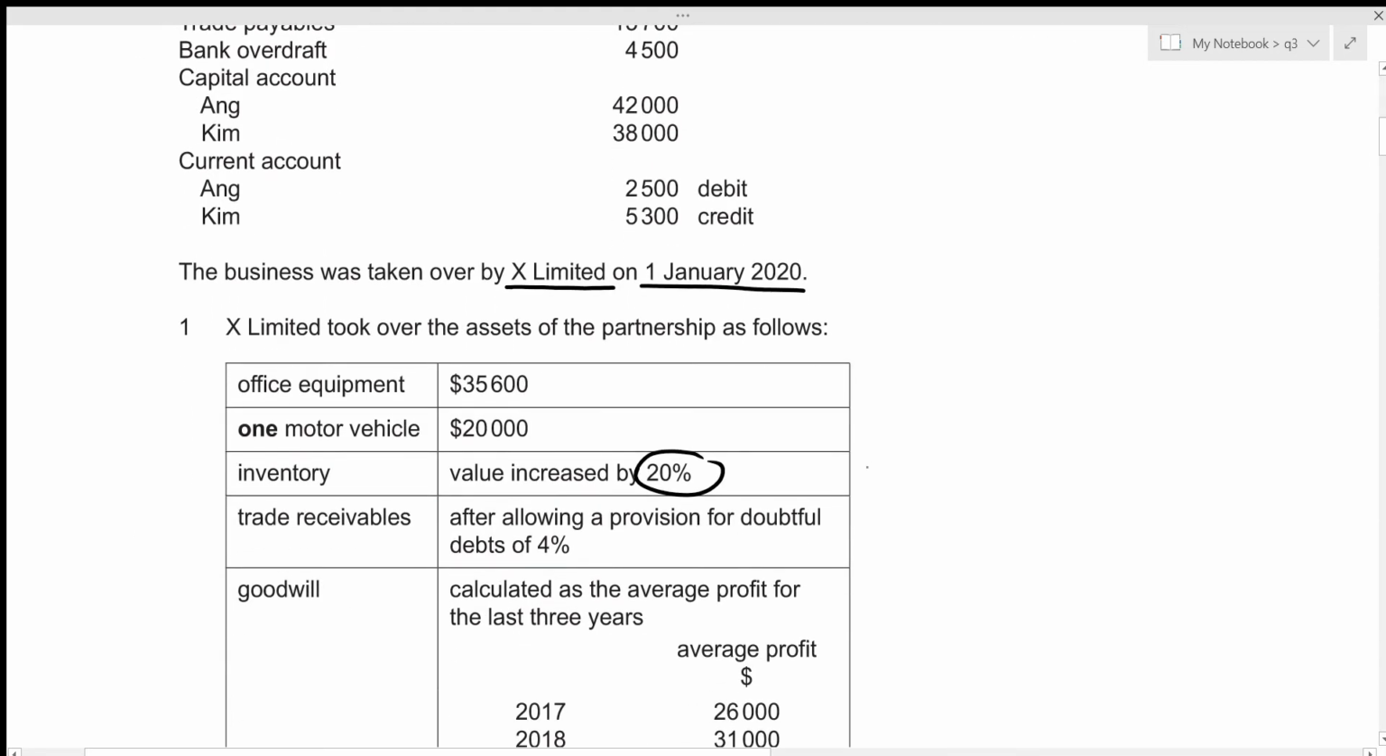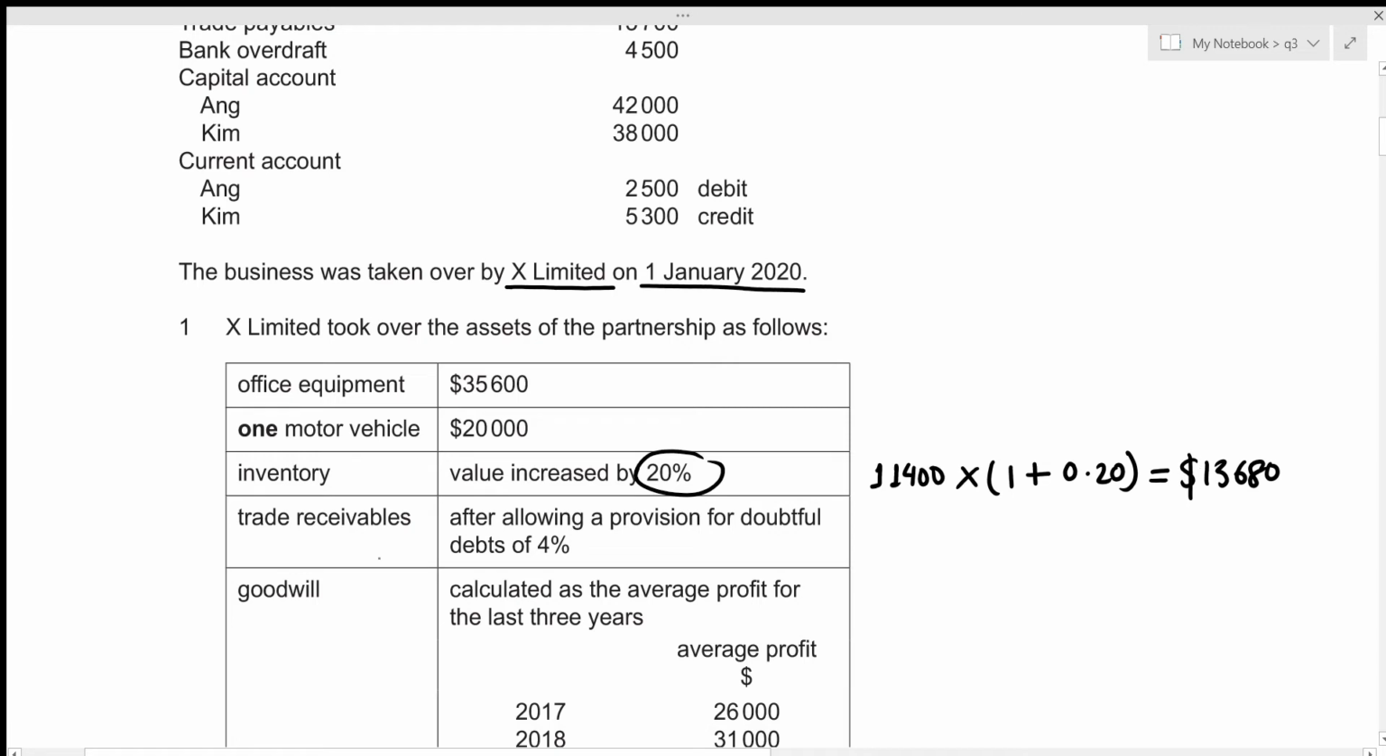Let's do that. So that's going to be our initial amount of 11,400, and we just need to increase it. So that's going to be 1 plus the increment rate of 20%, which we can write down as 0.20. So this gives the value of inventory taken over to be 11,400 times 1 plus 0.20, which is 13,680.